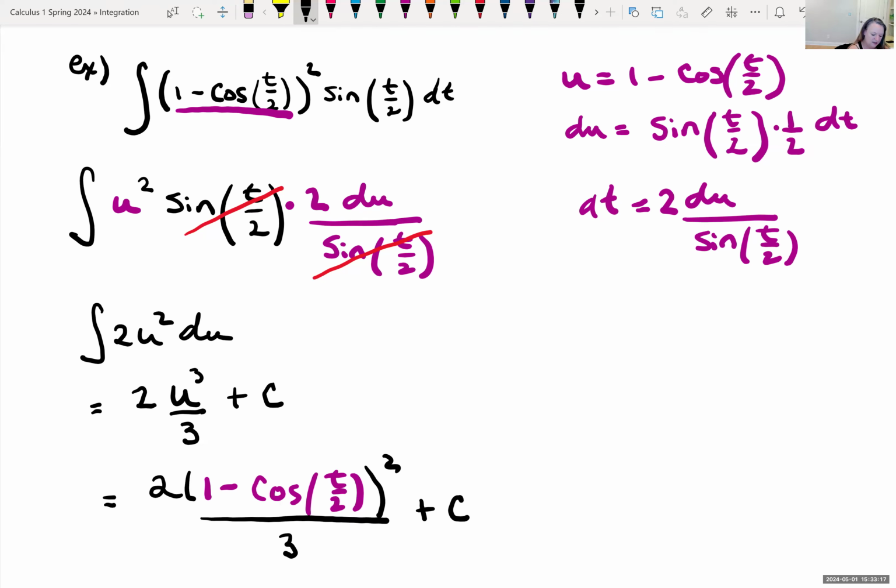This should have been quantity cubed, because that's a 3.